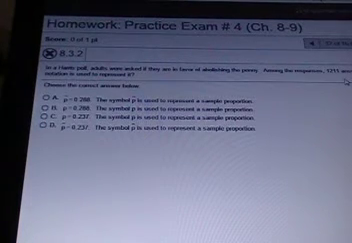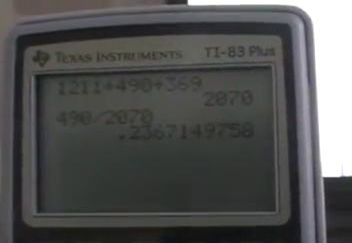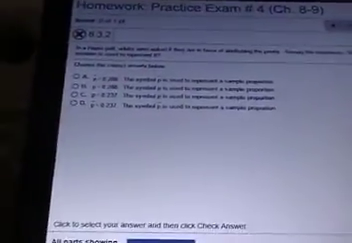1211 said no. 490 said yes, and 369 had no opinion. So if you add all 3 of those, the total is 2,070. Total people asked. So P hat is how many said yes over how many total were asked. 490 divided by 2070 in a calculator comes out to 0.2367. And that's choice D, 0.237.